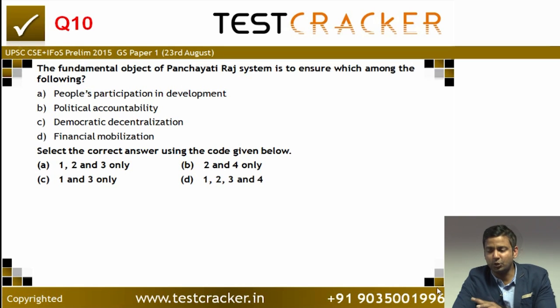Now you have to read statements 2 and 4. 2 is political accountability and 4 is financial mobilization. Now maybe if you're not sure about political accountability, you have to ask whether financial mobilization is possible through Panchayati Raj system, which means can the panchayats be empowered to collect taxes at their own level, right? Or are we collectively able to mobilize better resources, more resources because of the presence of Panchayati Raj system? The answer is definitely yes, which means 4th is also correct. So 1, 3 and 4 are correct.